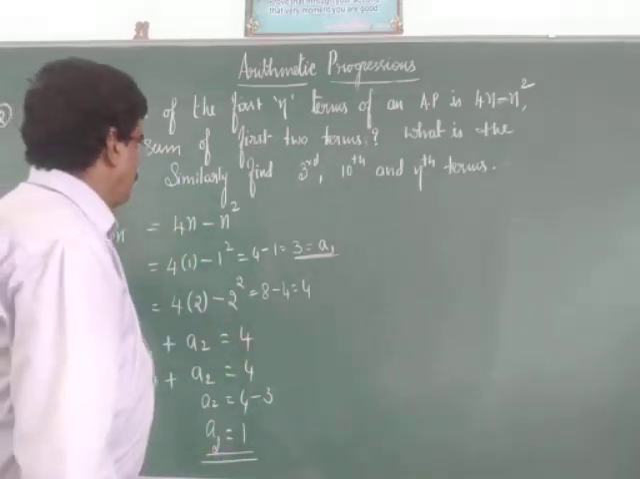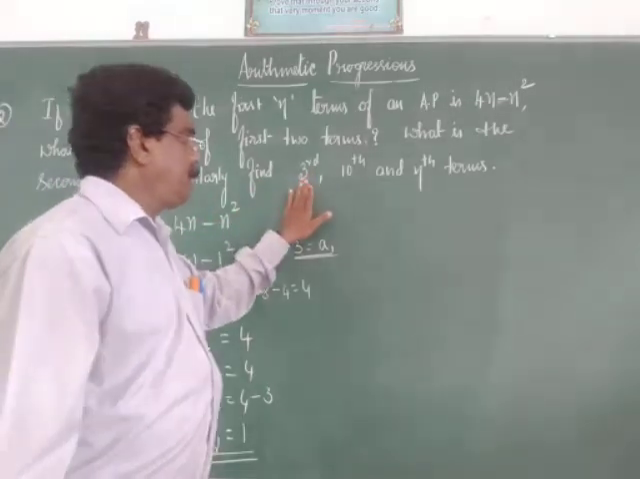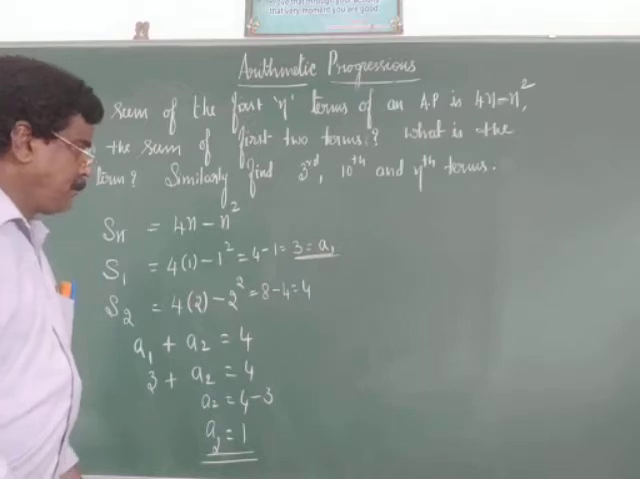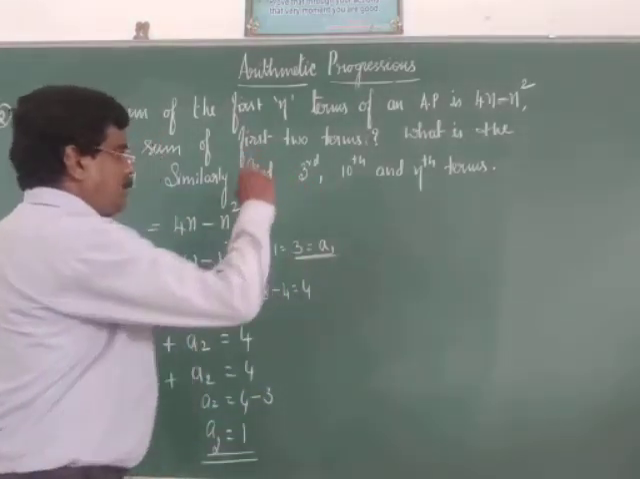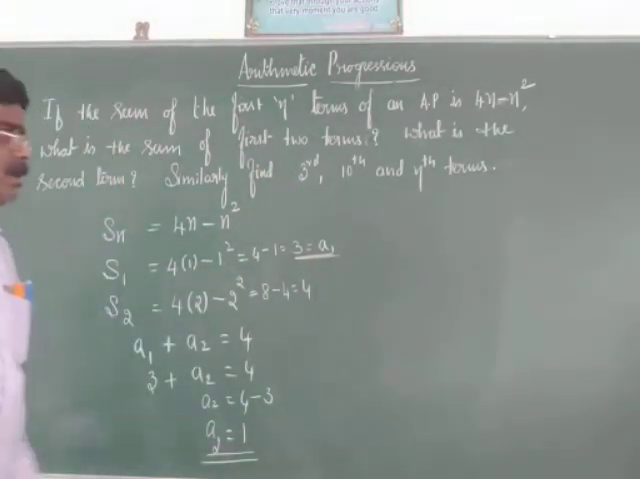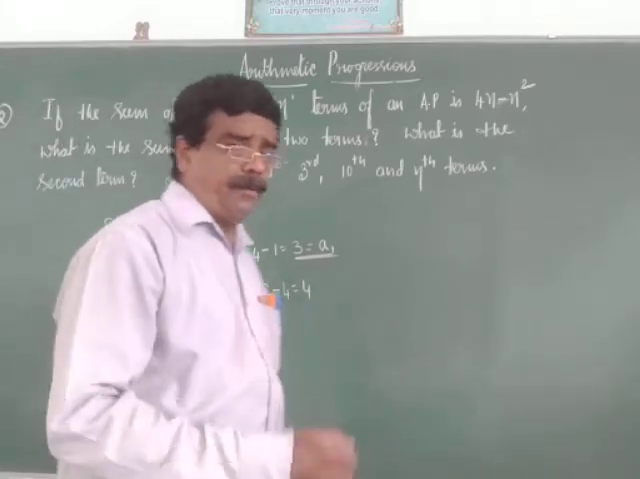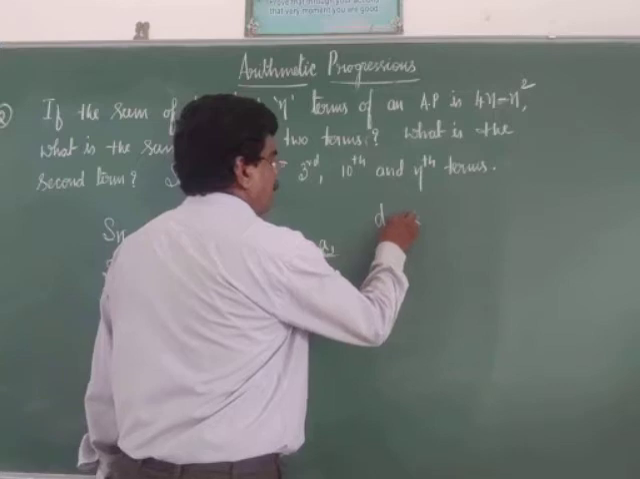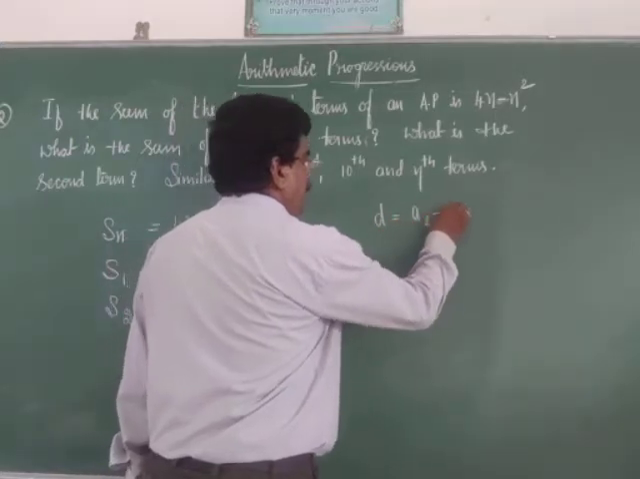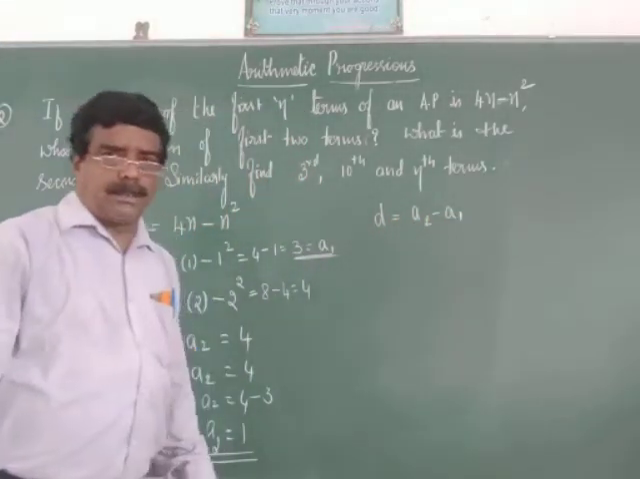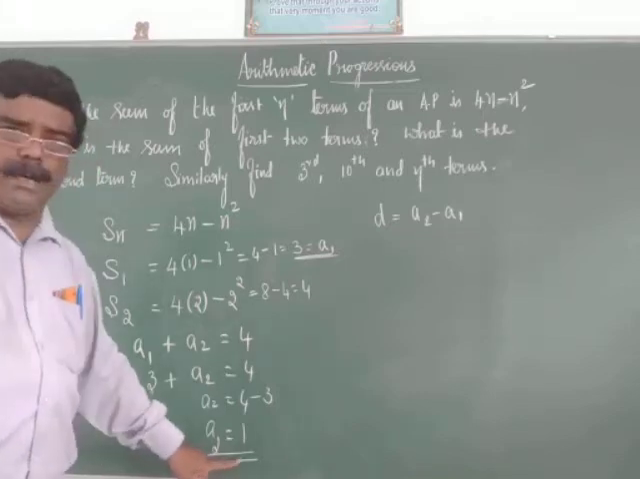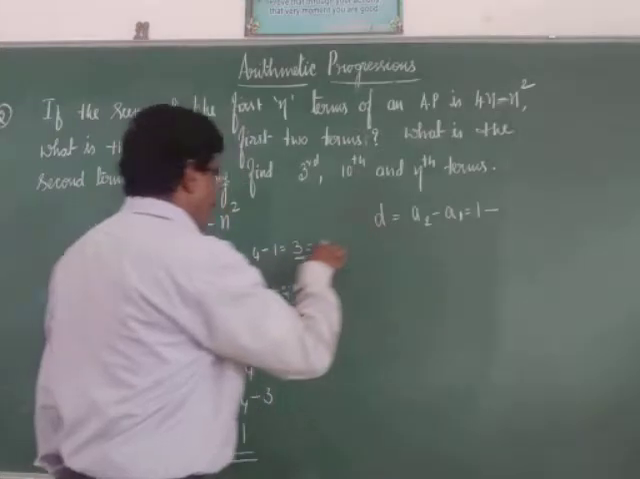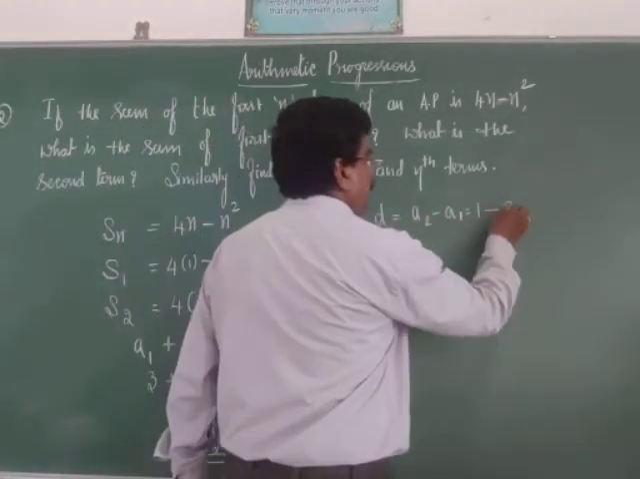That's also over. Now similarly find the third, 10th and nth term. That is the next question. To find the third term or 10th term or nth term, we need the difference. So difference is nothing but A2 minus A1. That's the common difference. So A2 we have 1, minus A1. A1 is 3.